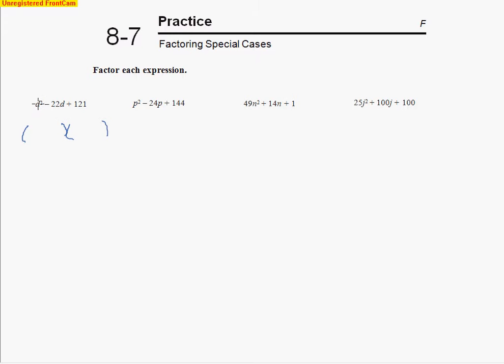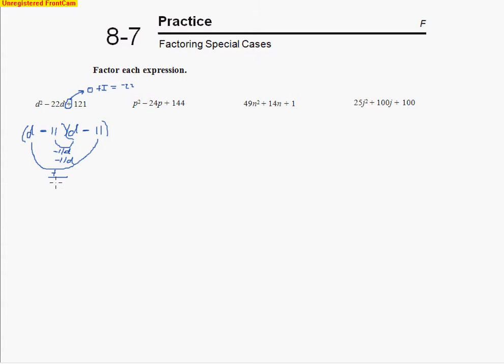See, I'm looking for numbers that multiply to make d squared. It has to be d times d. And then I look at that last sign, it's positive. It tells me the outside terms and inside terms are going to add together to make negative 22. Well, it ends up being the same sign again, so a negative and a negative, and 11 times 11 makes 121, and notice how the outside terms and inside terms make negative 22 when you add them together.